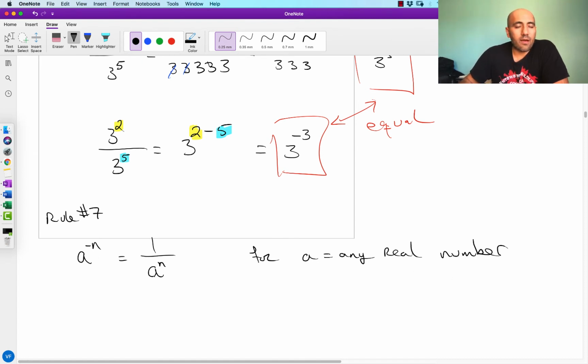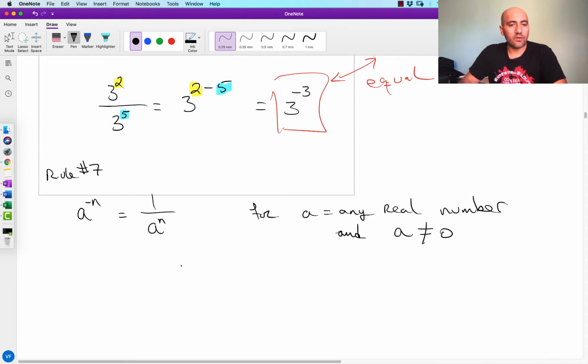And we have to keep in mind that a is not allowed to be 0, though. Then we'd end up with something weird, right? And a does not equal 0. Good. Okay, just a couple more rules that kind of combine the stuff we've already been doing, so hopefully they're not too bad.